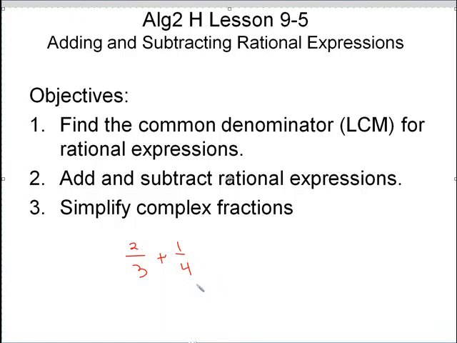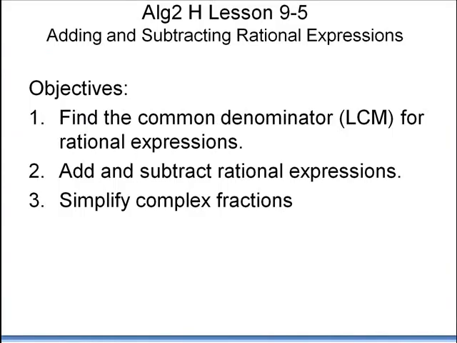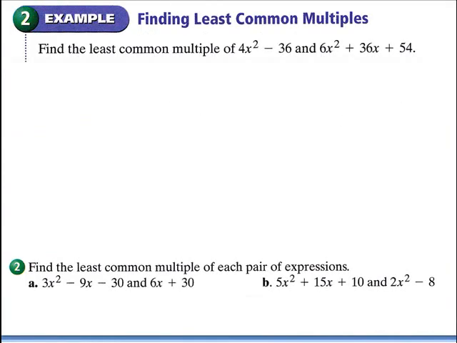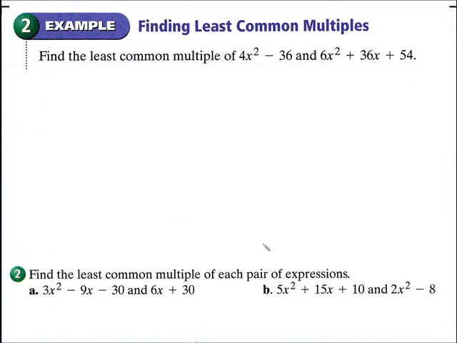terms. Now, in the book, in 9.5, the common denominator they refer to as the least common multiple, or LCM. So when you hear me say LCM, just think of common denominator. That's what I'm talking about. And it stands for least common multiple. Alright, so we'll start off by finding the least common multiple.